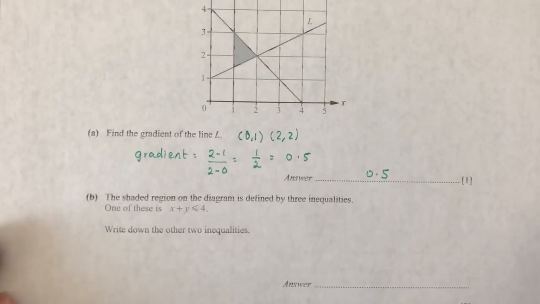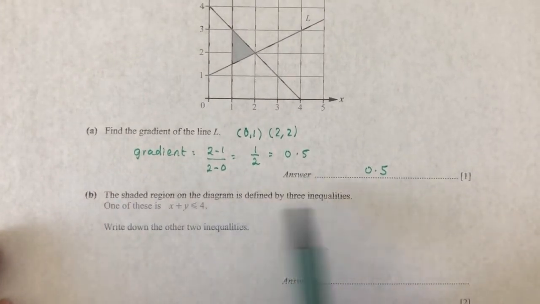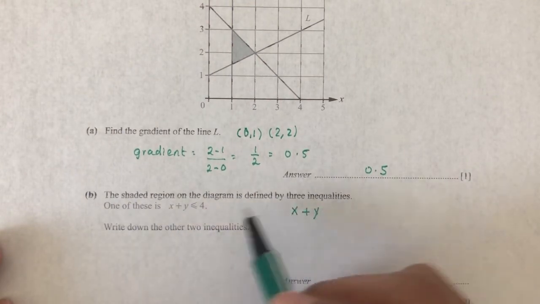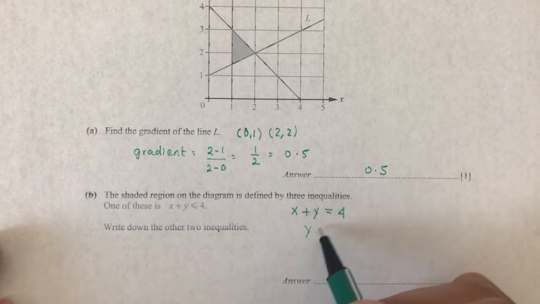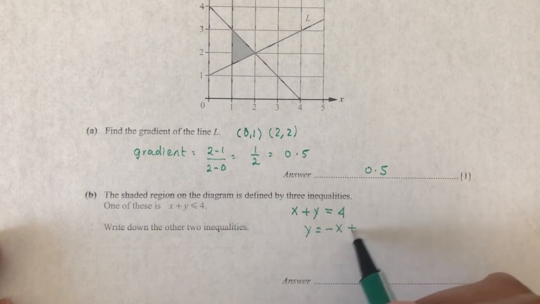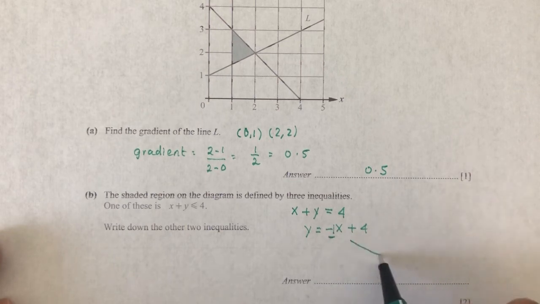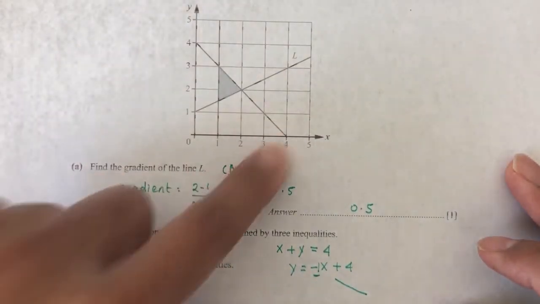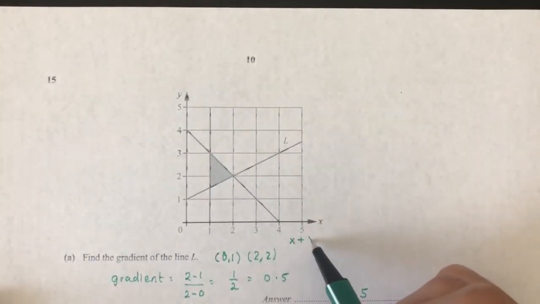Okay. Now moving on to part B. The shaded region on the diagram is defined by 3 inequalities. One of these is x plus y less than or equal to 4. The line will be equal to 4, right? So let's rearrange this to y equals minus x plus 4. Since the gradient is negative 1, it means the line is going down. So let's find the line on the graph. Which line can this equation represent? This is the only line going down, which means this is the line x plus y equals 4.